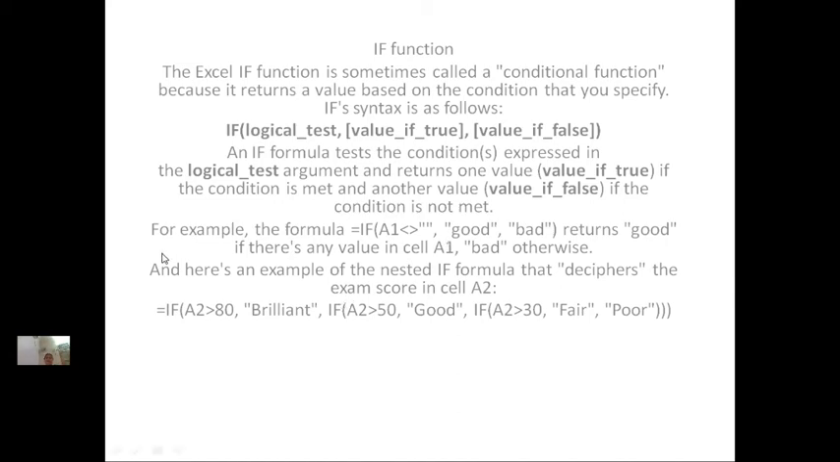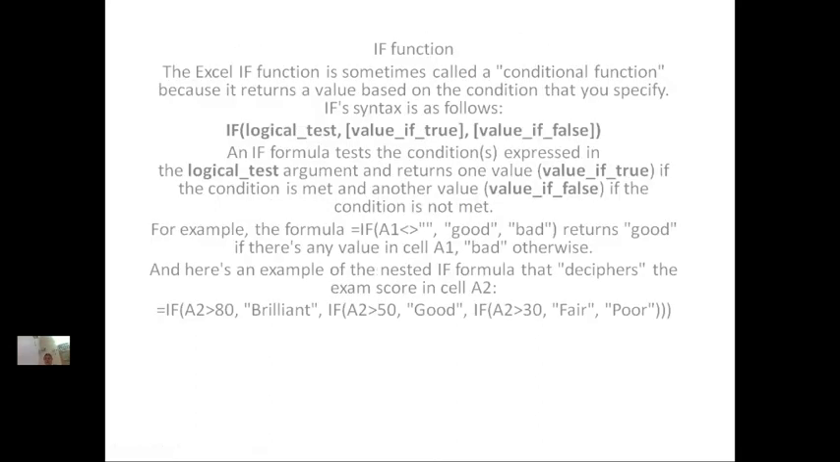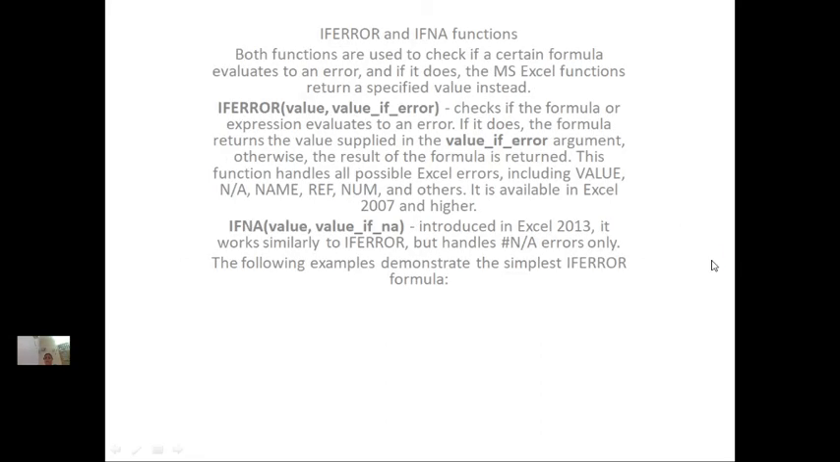Or suppose, for example, here is an example of a nested IF formula that deciphers the exam score in the cell. If A2 is greater than 80, brilliant. If A2 is greater than 50, good. If A2 is greater than 30, fair. Otherwise, poor. It returns poor. Okay, now let us go to the next slide.